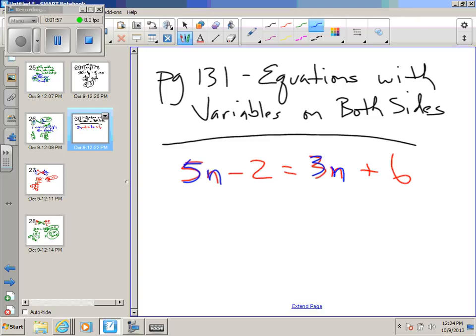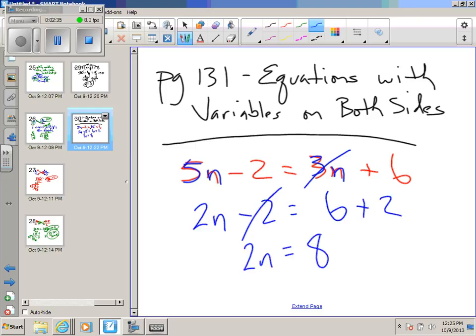So when you have a 5n and a 3n, and they're both positive, it's easier to move the smaller of the two. Let's take away 3n from this side. 3n from 5n leaves you with how many n? 2. Here is what we now have, which looks like a typical two-step equation. Get rid of the negative 2 by doing what? Add 2 to both sides. 2n is equal to 8.